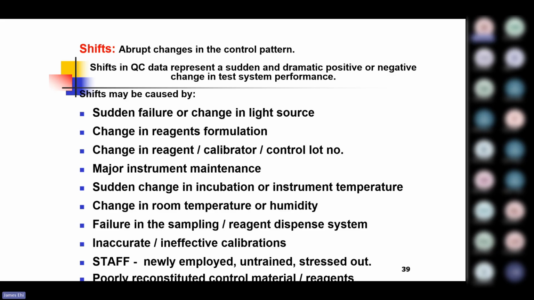Sudden changes in incubation or instrument temperature. Instrument temperature could also be a change in room temperature or humidity. Laboratories where the ACs are faulty, their generators are faulty, and they have to open the window for natural air, allowing dust and heat of the environment. Let me tell you, those equipment were manufactured in cold temperature regions. So when they say room temperature, what the manufacturer meant as room temperature is between 15 and 25 degrees centigrade. What we have as room temperature in this part of the world can be 34, 35. And some days, it can be as high as 42 degrees centigrade.